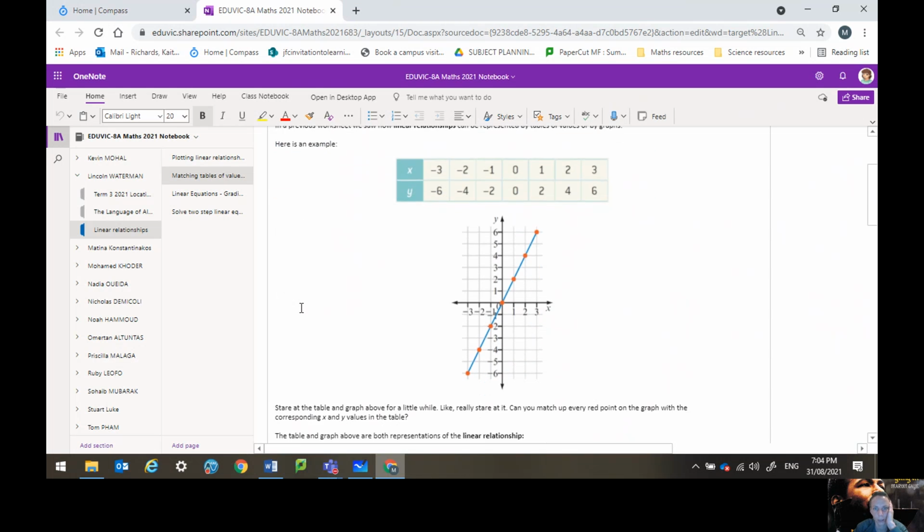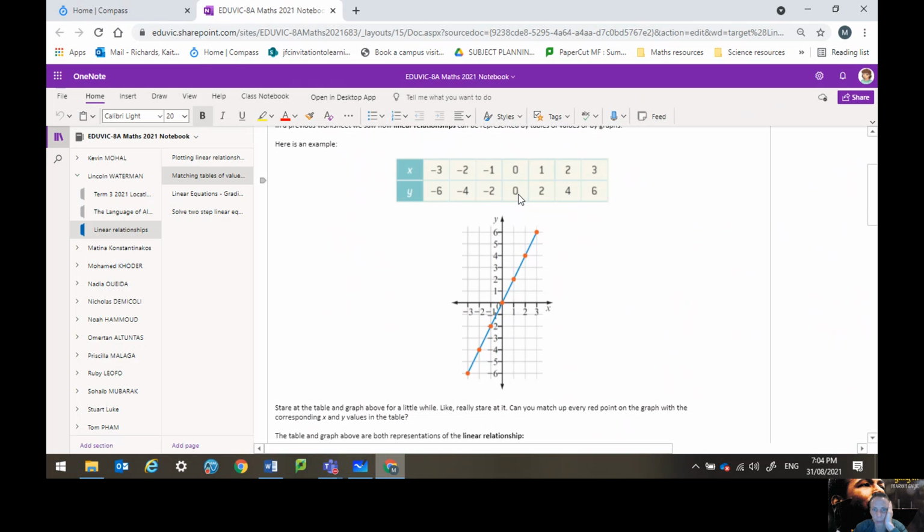So this table of values and this graph are connected. The way I know that is I'm going to pick out specific coordinates. So look at this one right in the middle. The x coordinate is 0 and the y coordinate is 0. And look at that in the table of values. When x is 0, y is 0.